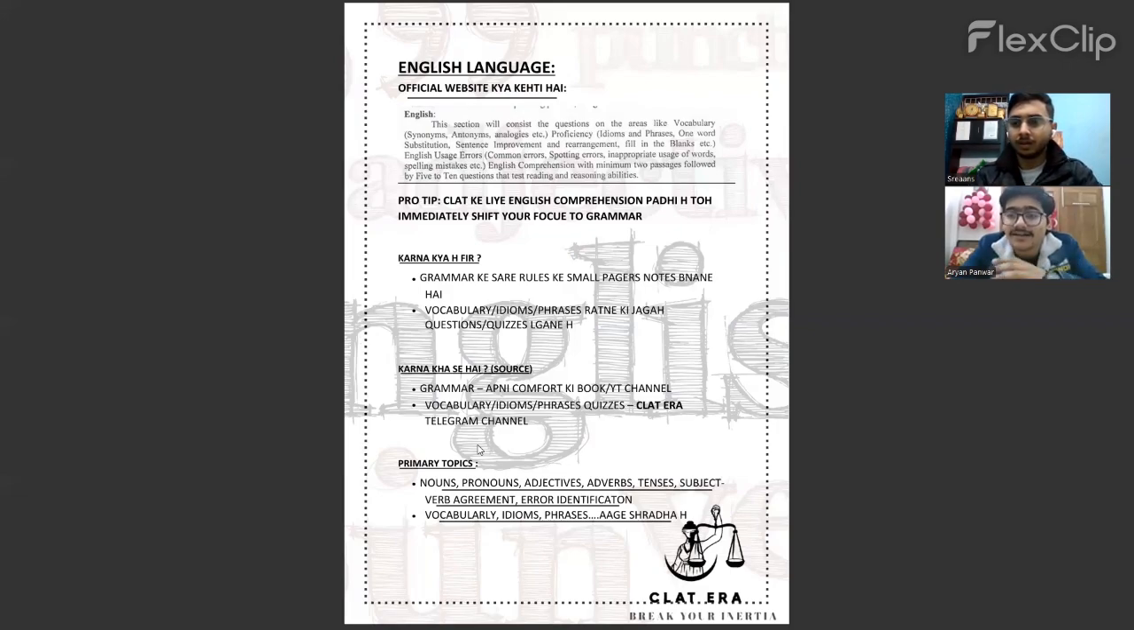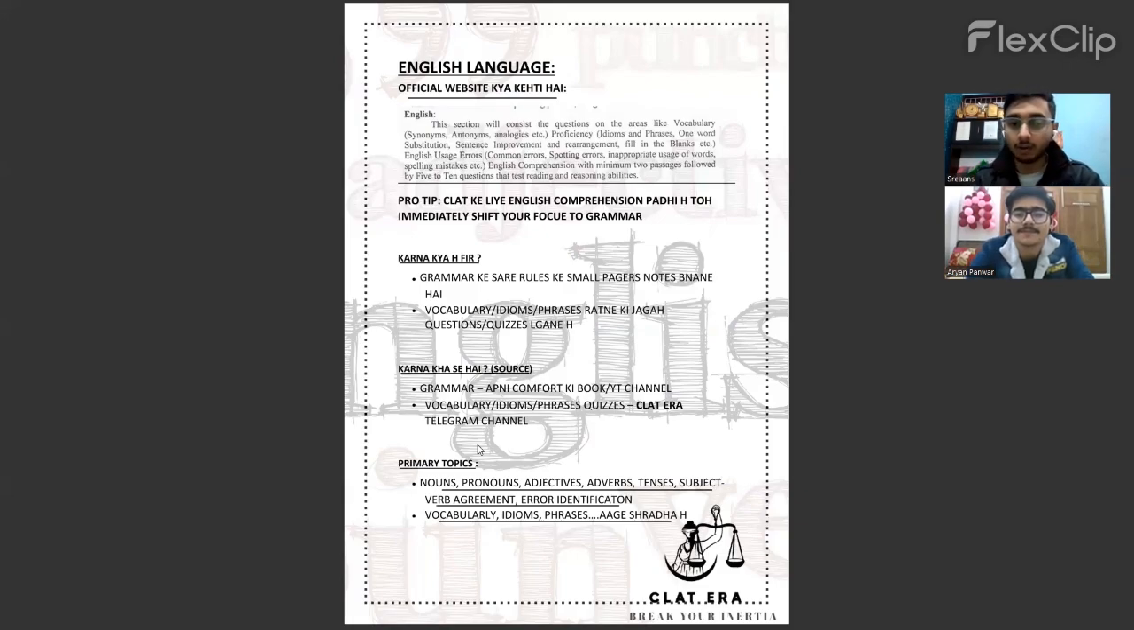As you said, rote memorizing is not possible. You can practice and be sharp in English. So we have made many sheets for that, and if you practice them multiple times, it will particularly help you in vocabulary and grammar. Okay, so I think this problem is also sorted. Grammar rules I have already stated, how to make small-page notes. For practicing vocabulary, idioms and phrases, CLAT era will be providing you with quizzes, so make sure to practice from there.